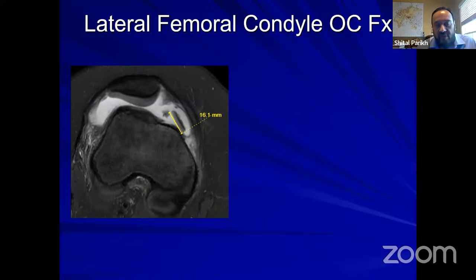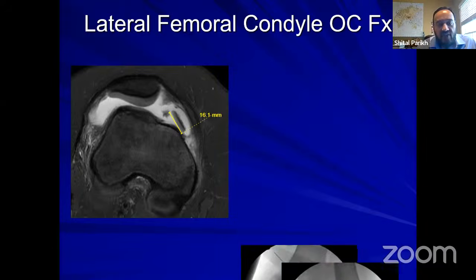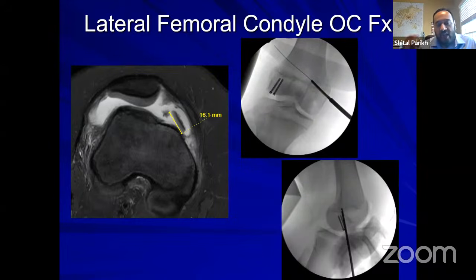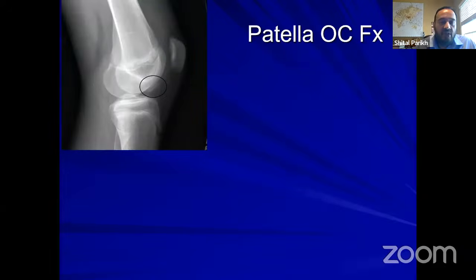And here is an example. This patient has a fracture of the lateral femoral condyle, and you can see the 2 headless screws that are used to fix it. There are other ways of fixing it, including sutures, bioabsorbable implants. And you can see an MPFL reconstruction guide pin for this patient.